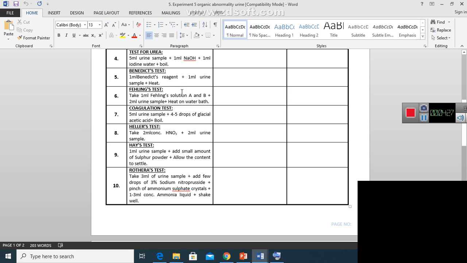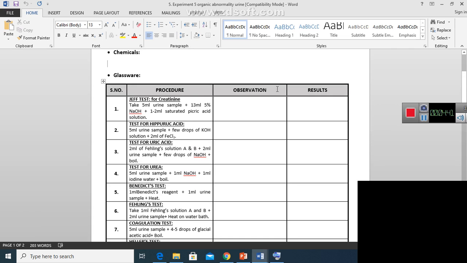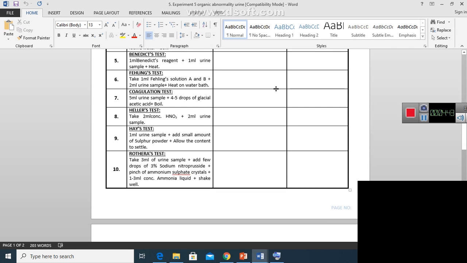For the Fehling test, we take 1 ml each of Fehling solution A and B, and add 2 ml of urine sample. We heat this solution in a water bath, and then we write here what we see as observation and result. Then for the coagulation test, we take 5 ml of urine sample, add 4 to 5 drops of glacial acetic acid, then boil this, and write down the result and discussion.